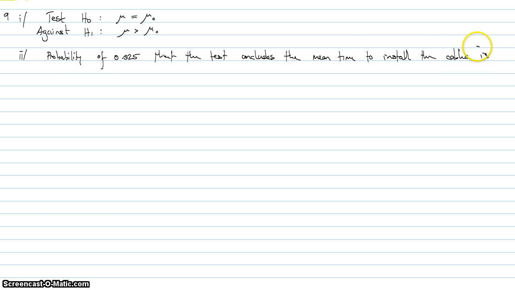Part 2 asks us to explain in the context of the question the meaning of "at the 2.5% significance level". What does that mean? It means that there is a probability of 0.025 that the test concludes the mean time to install the fiber optic cables is more than mu0 minutes when in fact it is not.